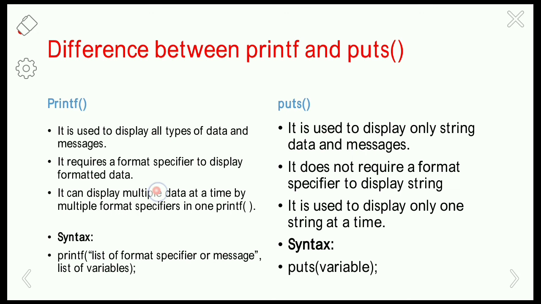So printf is a format specifier based function, whereas puts is an unformatted function. Unformatted means we are not using any format specifier here. Gets is also an unformatted function, so there is no need of mentioning any format specifier. Whereas scanf and printf functions are format specifier based functions. This is the syntax of the printf function: printf of list of format specifiers or message, comma, variables that we want to display on the output screen. And puts of variable.